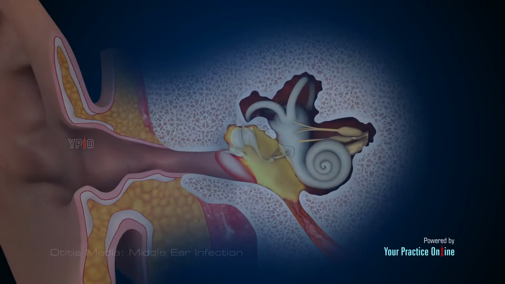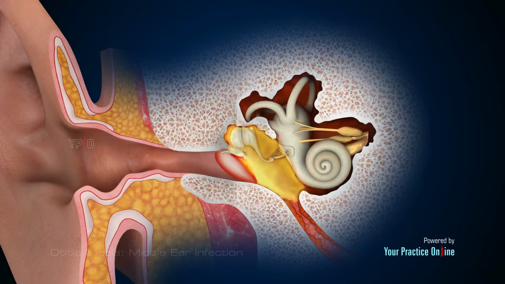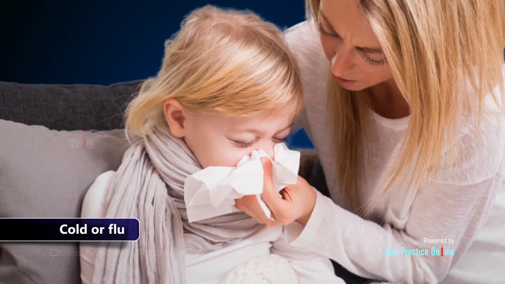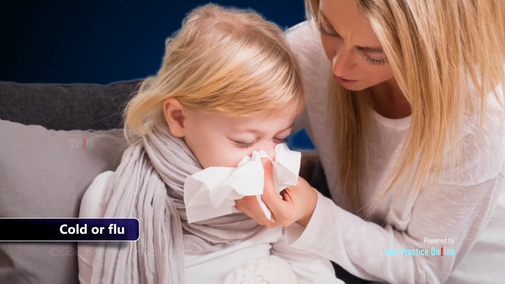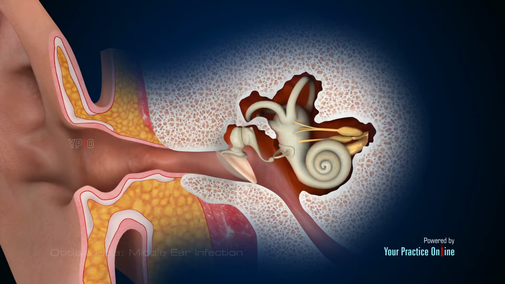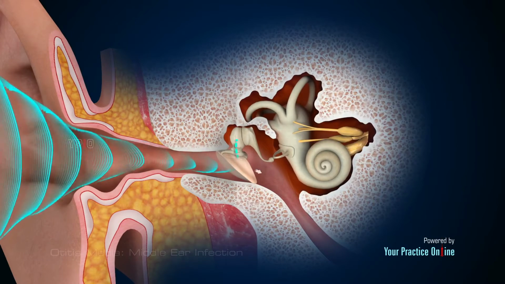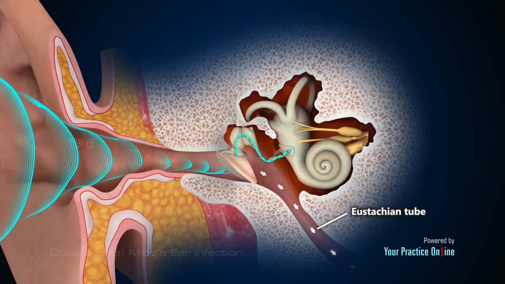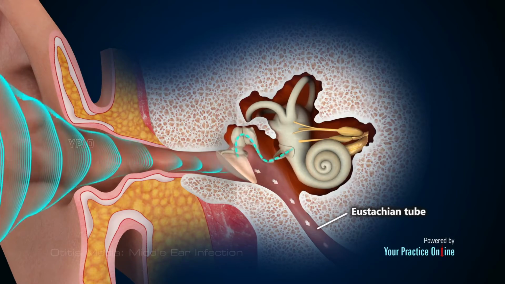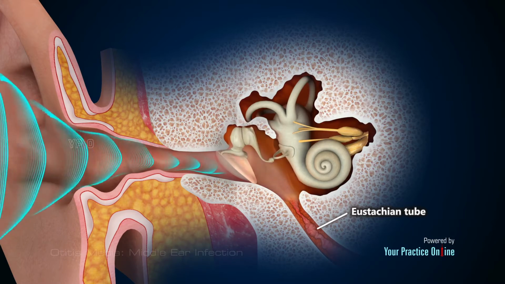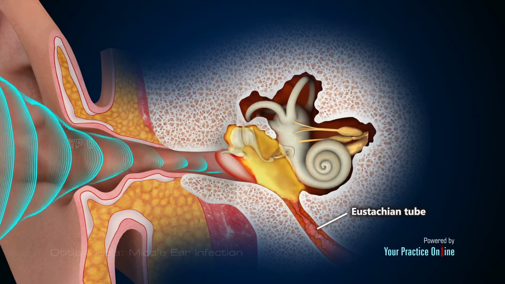Causes. Otitis media with middle ear infection may be due to a bacterial or viral infection, such as a cold or flu, causing the nasal passages and throat to become congested and inflamed. The middle ear communicates with the back of the nasal passage through the eustachian tube, which helps equalize pressure and drain fluids from the ear. Infection and inflammation can block the eustachian tube, causing fluid to accumulate in the middle ear.